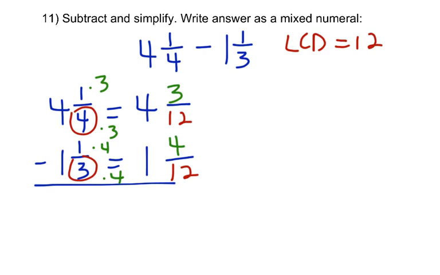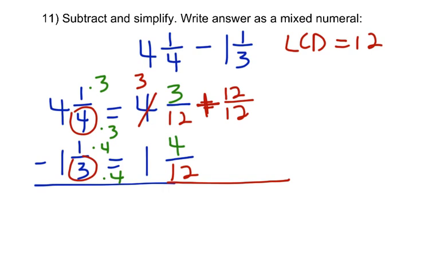So I want to subtract the numerators, but I can't take 4 from 3. So I'm going to have to do some regrouping. What I'm going to do is I'm going to take one whole away from the 4, and that's going to become a 3. And I'm going to turn that one whole into a fraction. Now we're using 12 as a denominator, so it makes sense to make that fraction be 12 twelfths. And I'm going to go ahead and add that 12 twelfths to the 3 twelfths.